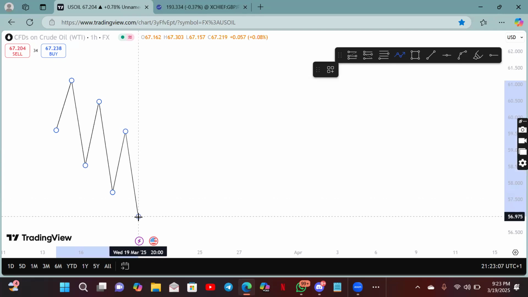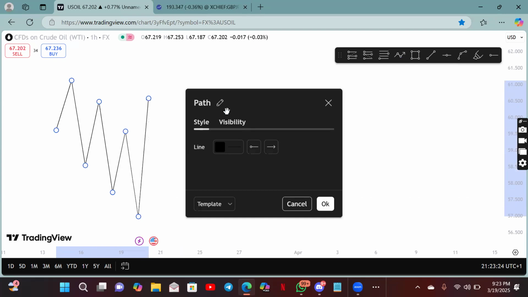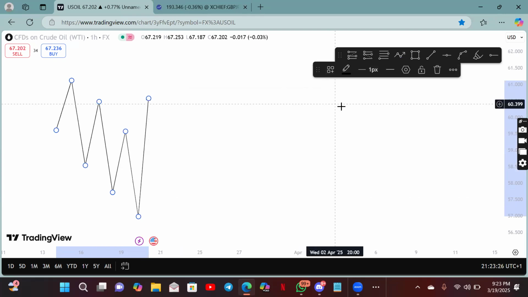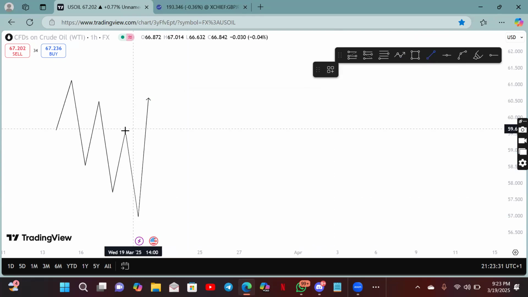Then all of a sudden, what you now see is that this particular pair came and broke this high here like this. It broke it on a downtrend. So what will you be looking for now when you see this? There's a change of character. That's a change. Yes, that's a change of character. You're going to be looking for a buy.